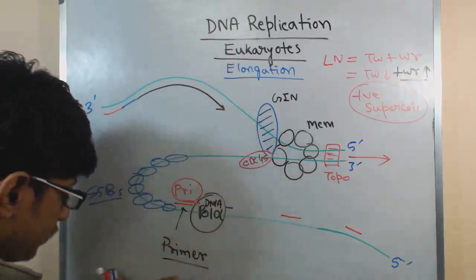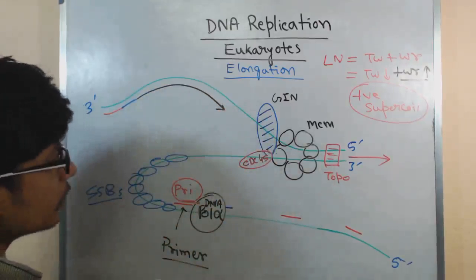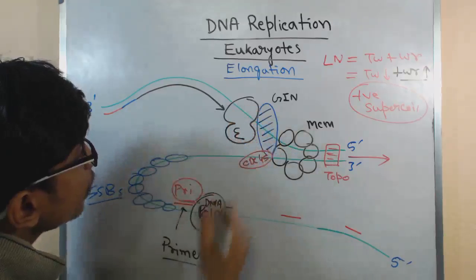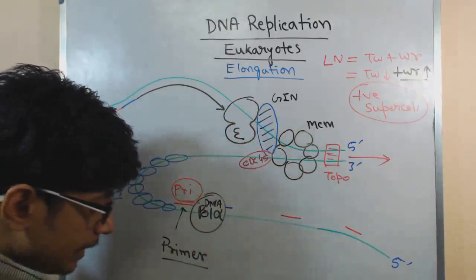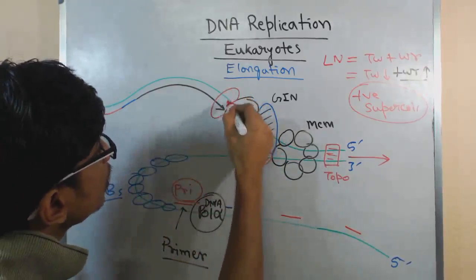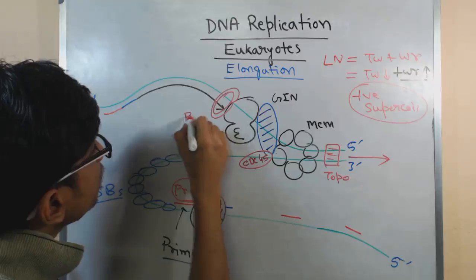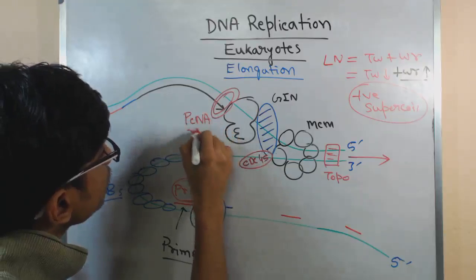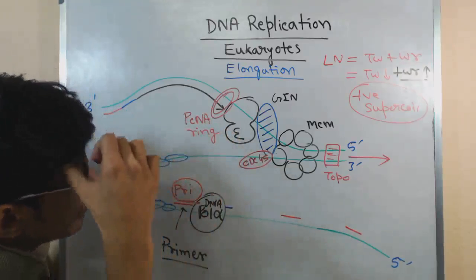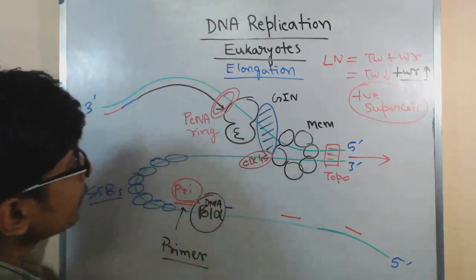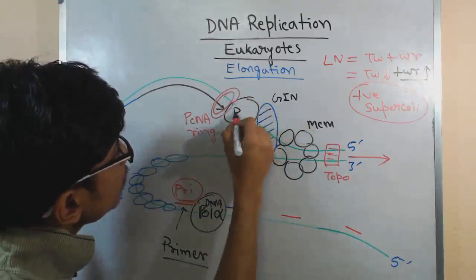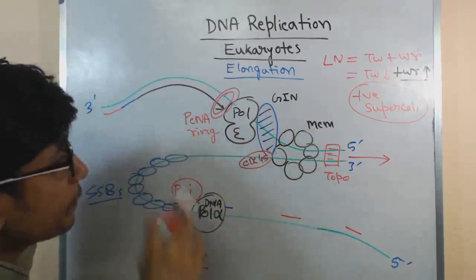So let's say, let me draw a giant. This is polymerase epsilon, and it is carried with a sequence specific structure called the PCNA ring. The matter I will be talking about later, but this is the polymerase epsilon along with the PCNA ring.